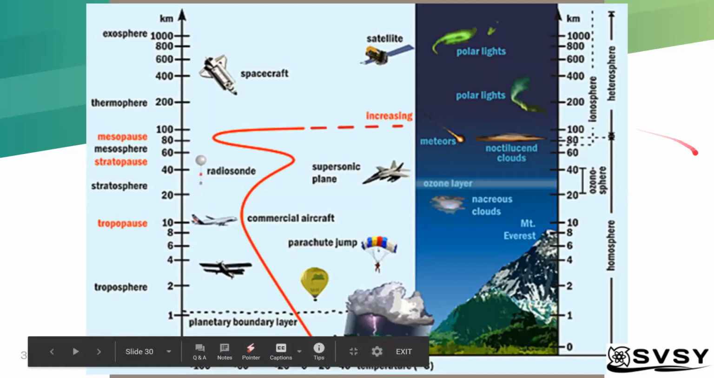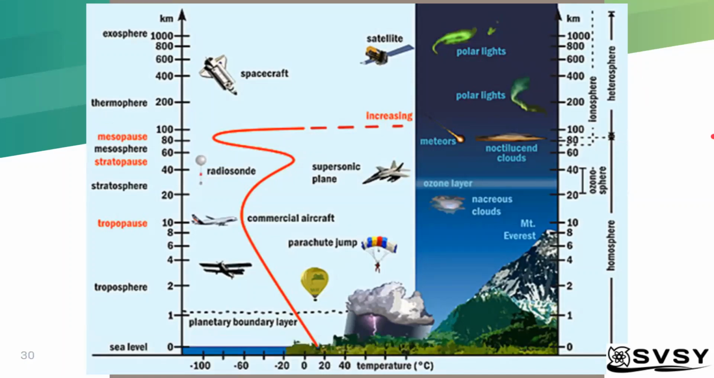And lastly, we have the homosphere and the heterosphere as ways to divide this. The homosphere, as the name suggests, is homogeneous, and the heterosphere is heterogeneous. Homogeneous just means evenly mixed throughout. So there's a lot of air turbulence down here. That is why everything is evenly mixed.